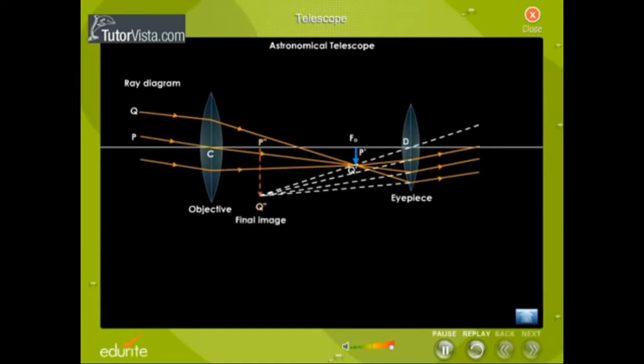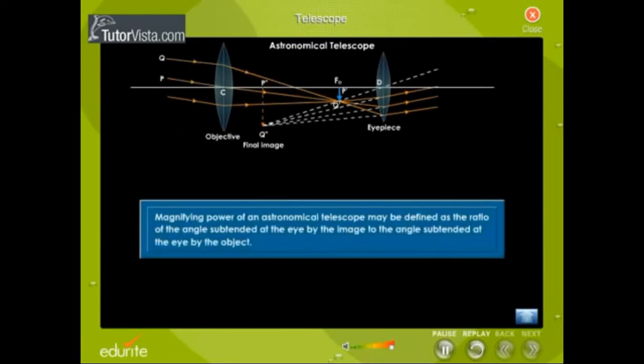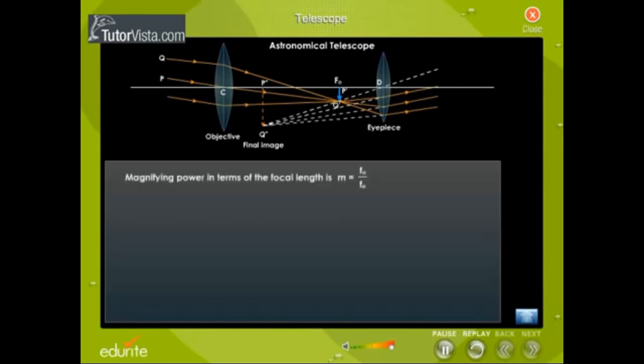is formed at infinity. Magnifying power of an astronomical telescope may be defined as the ratio of the angle subtended at the eye by the image to the angle subtended at the eye by the object. Magnifying power in terms of the focal length is M equal to FO by FE, where FO is the focal length of the objective lens and FE is the focal length of the eyepiece. When theta is small and is measured in radians, theta will be equal to tan theta.